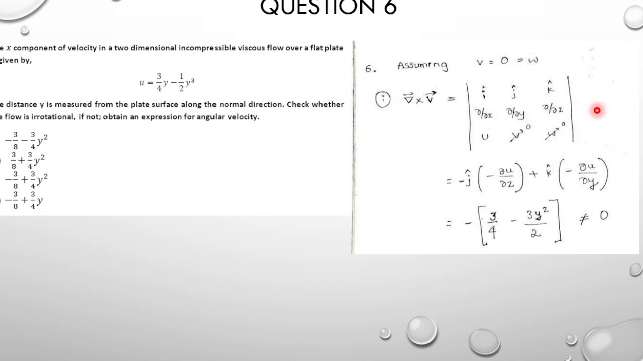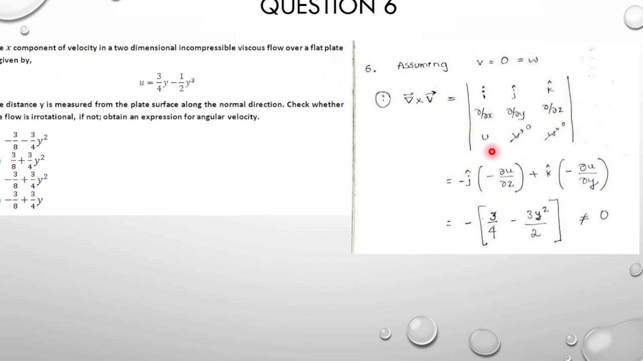In the second row you have the partial derivatives. If you expand this, finally you will get this particular form. I have just directly written the determinant form, and then you have u, v, and w. Anyway, v is 0, w is 0.